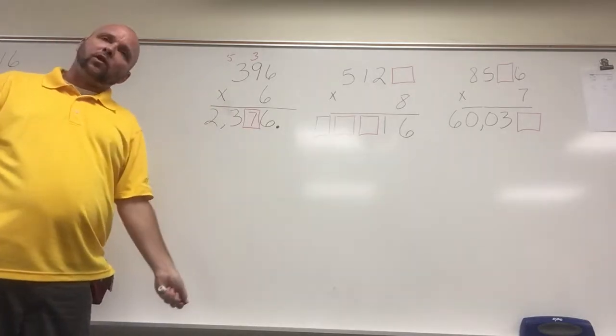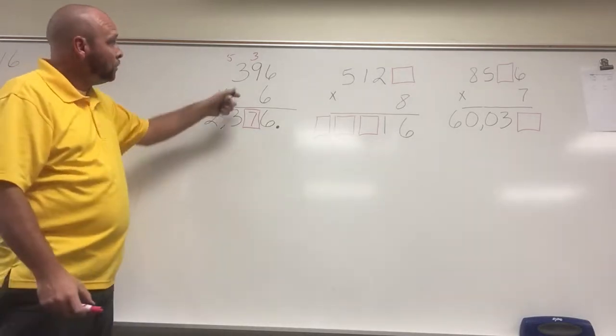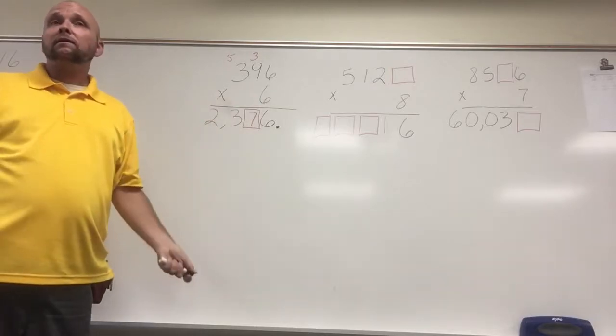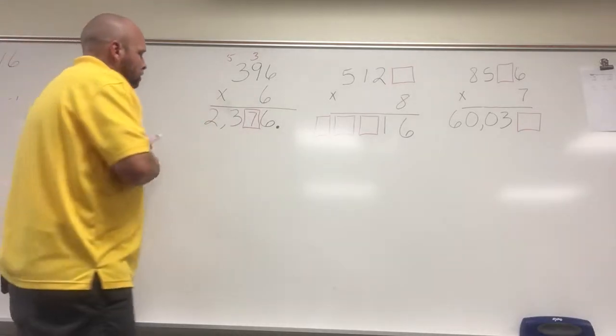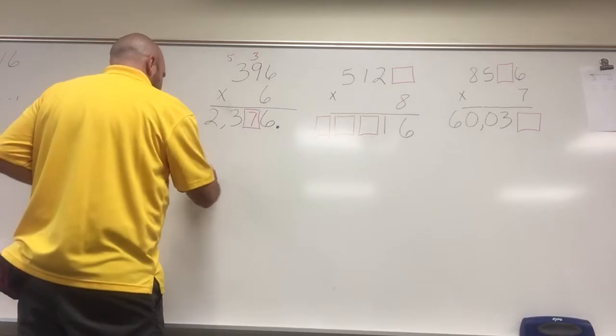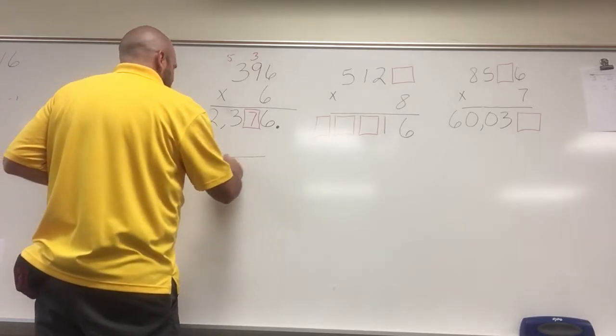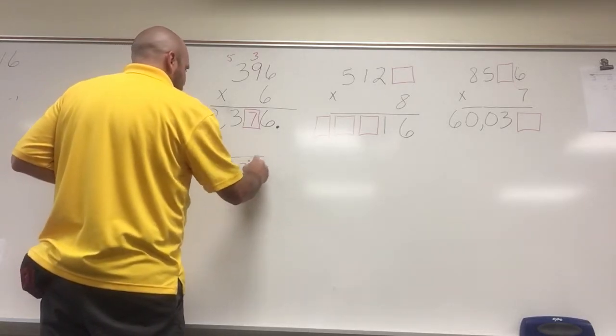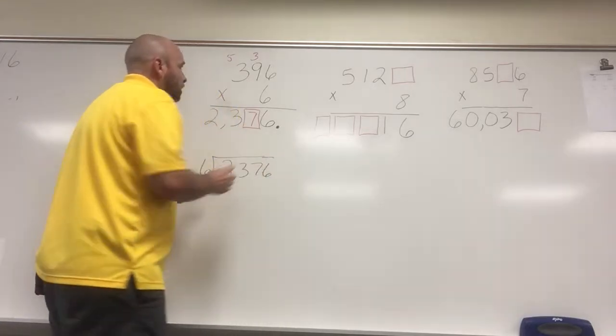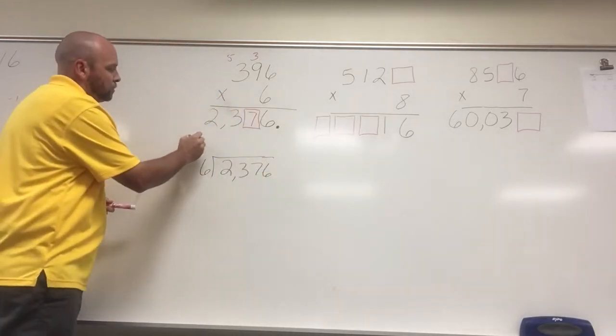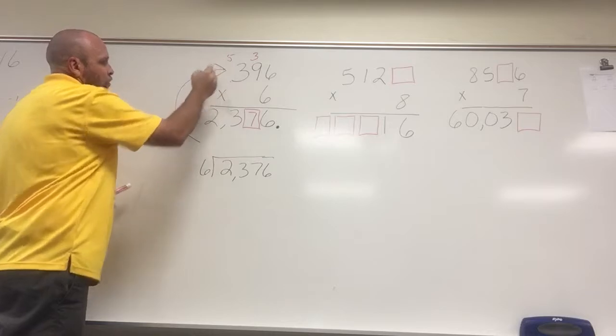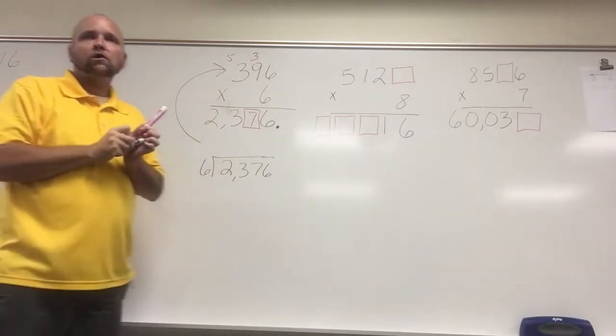Now I can always check my multiplication by doing what? Division. So if I divide 6 into 2,376, my target answer, I want my quotient to be equal to that.